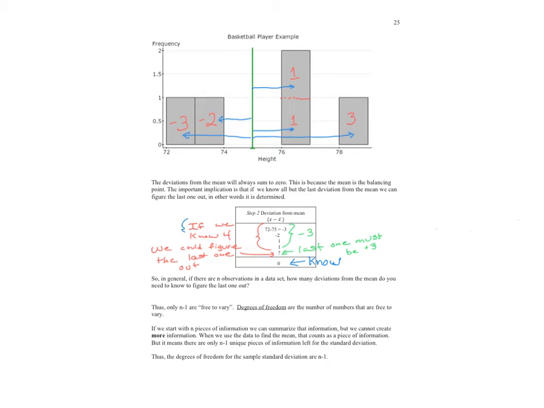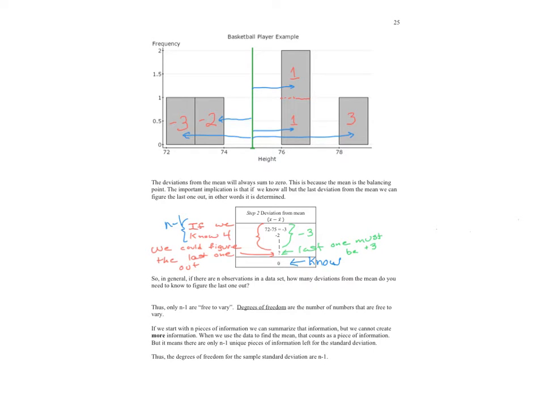Thus we say only n minus 1 are free to vary, meaning once we know n minus 1 of them, we can determine the last one. It's no longer free to vary. So if we start with n pieces of information, we can summarize that information, but we cannot create more information. If we start with 5 basketball players, we can't create a 6th basketball player just using our calculators.